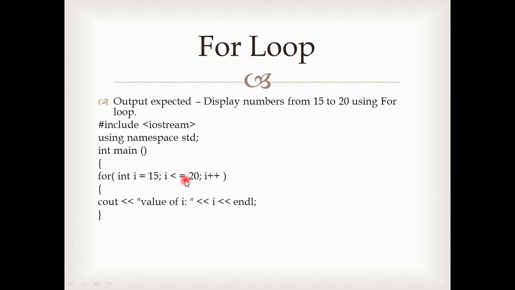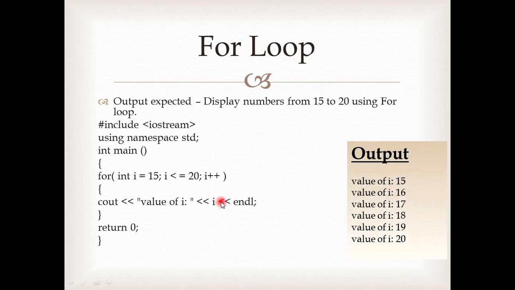So my first step, I equals 15. 15 is less than or equal to 20. Yes, the condition is satisfied, so it gets inside the loop. Now what will be printed as my output? Value of I. And what is the value of I? 15. So value of I, 15, will be printed, and the next output will come to the next line. Now it sees the closing bracket. What does it do? Yes, it increments.